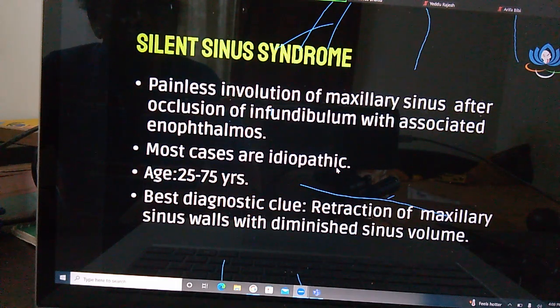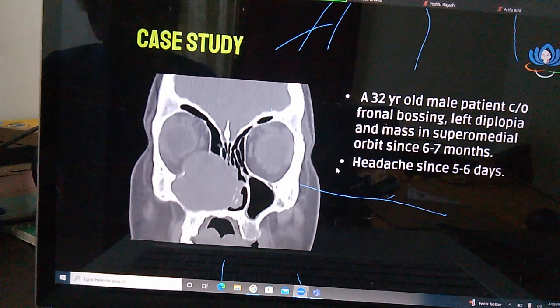Usually it happens in active life, that is 25 to 75 years. The best diagnostic clue is retraction of the maxillary sinus walls with diminished sinus volume. That is the best clue.